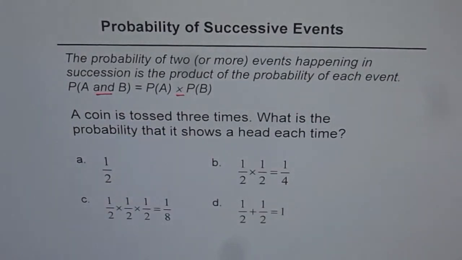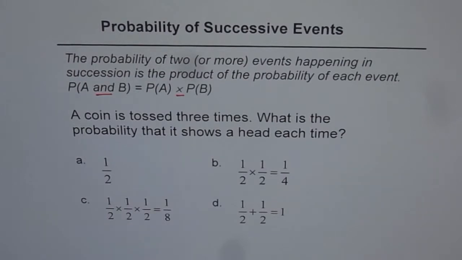Now in probability, if we say that one event happens and then also the next event happens, it is lesser. So multiplication makes sense here. When you multiply two numbers which are less than 1, you get a lesser number, right? So it makes sense. That is a way you can correlate and remember the concept.